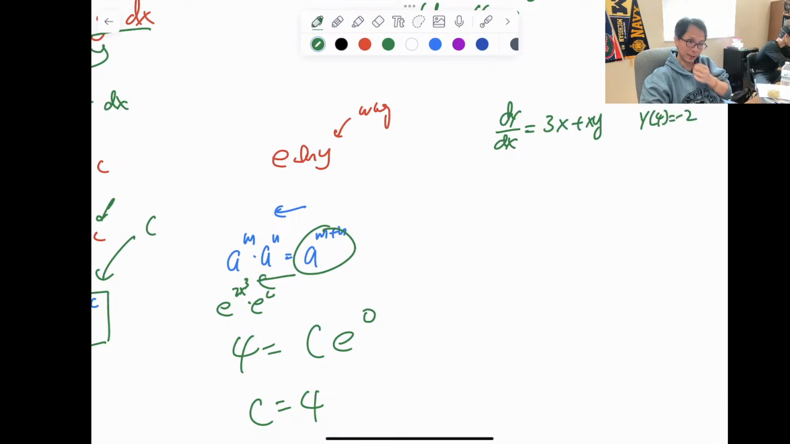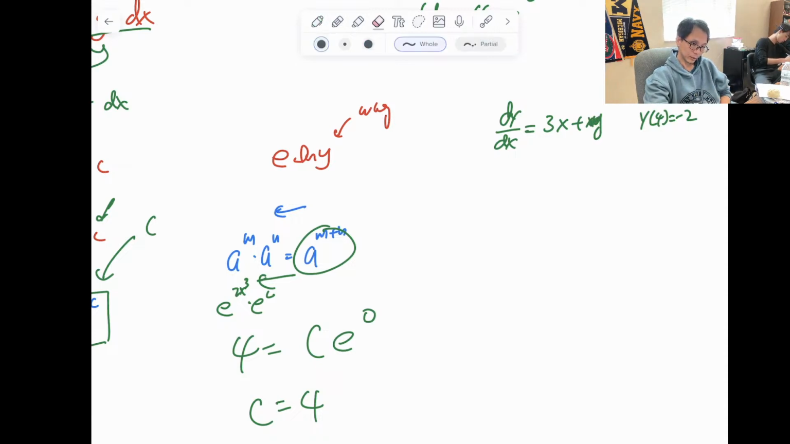So I want you to try this. I don't know how much time I have. We have 14 minutes. What's the second term? 3x plus xy. What's the condition? y of 4 is equal to -2.